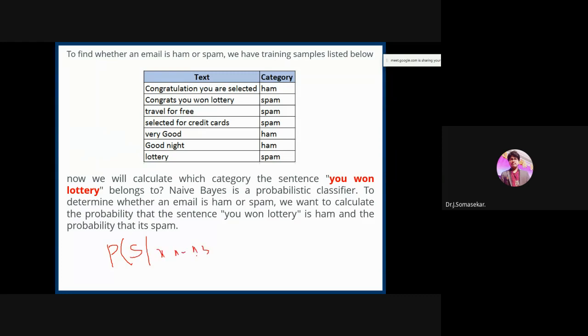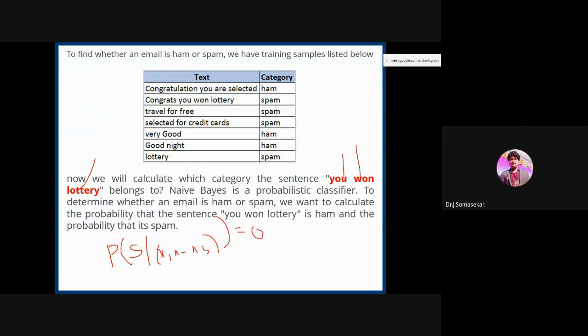Here x1 is nothing but a word in the sentence. We can't directly apply the whole sentence. This is x1, this is x2, this is x3. Like that, we can separate the entire sentence into single words: x1, x2, x3 and so on. So we have to find the spam probability. I'll show it in the next slide.